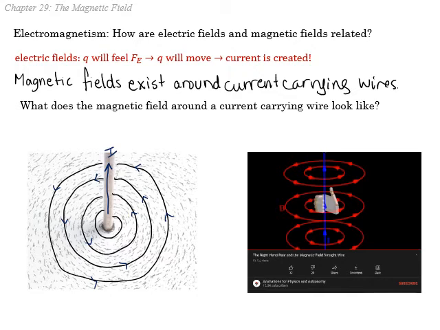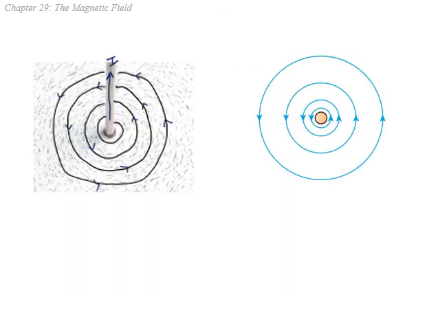If the current pointed down instead, the direction would be opposite and it would go counterclockwise. So the picture we just looked at was a 3D picture, or a side view of a 3D picture. So you've got an X, Y, Z coordinate system.